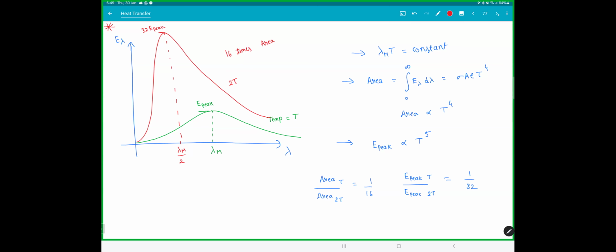Clear, everyone? That is there. Let's see a few problems on this also.